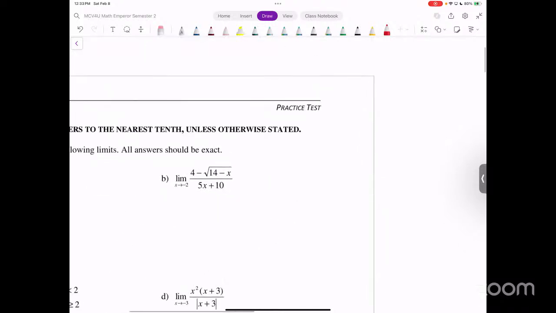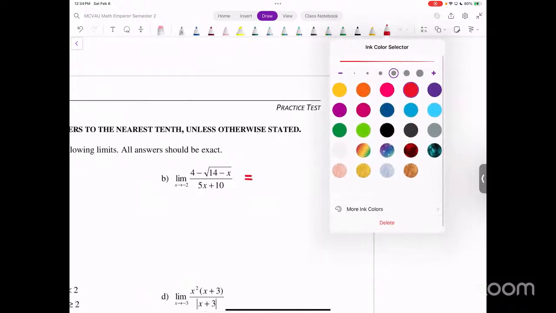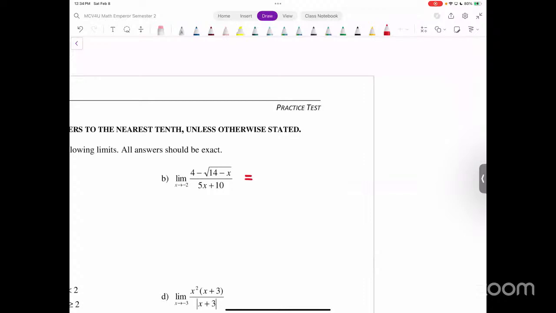So this one, I'm not sure what the problem is. When you directly substitute, you get 0 over 0. You're just going to go back to the technique. When you get a square root, we're going to rationalize the numerator in this case. So 14 minus x, and you will lose marks if you don't write the limit. So limit as x goes to minus 2.